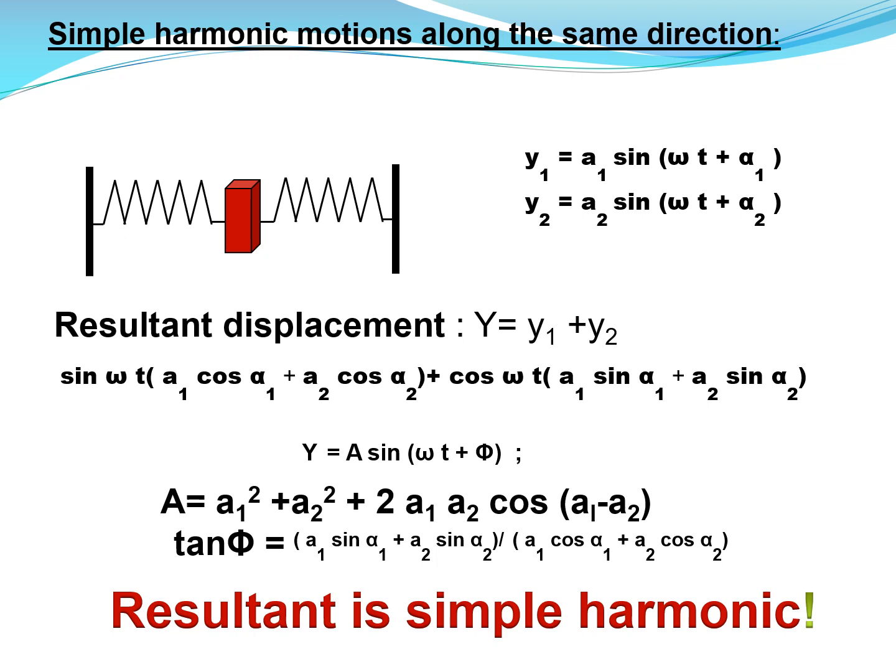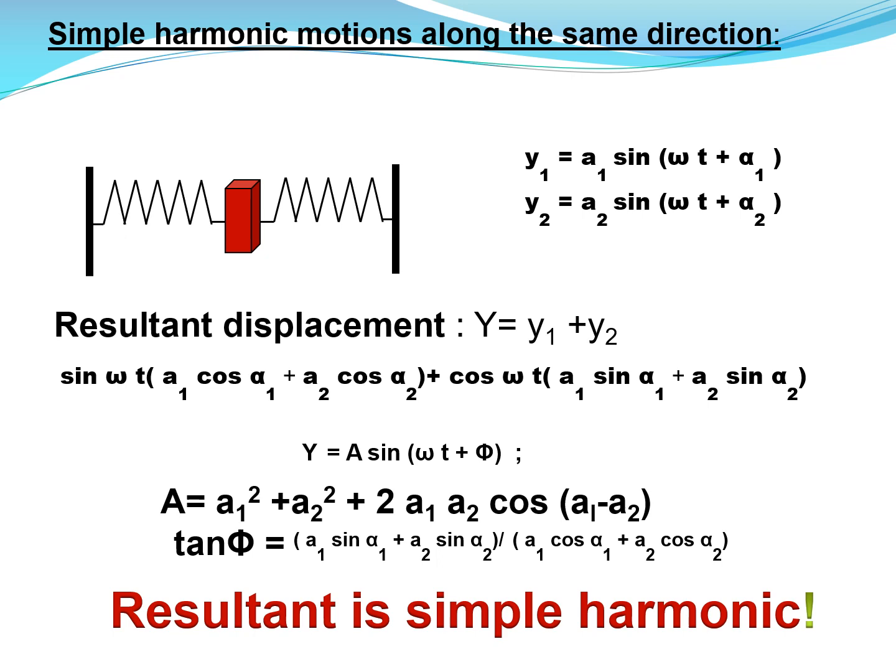equations, y1 is equal to a1 sine(omega t plus alpha 1), y2 is equal to a2 sine(omega t plus alpha 2), the resultant is going to be a linear addition of these two, that is a1 sine(omega t plus alpha 1) plus a2 sine(omega t plus alpha 2).